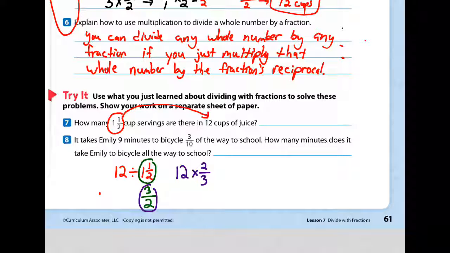Now the last thing I'm going to do is I'm going to solve that. So I'm going to write that as 12 over 1. Write them as a fraction. So then you do 12 times the 2, which is 24. 1 times the 3, which is 3. And 24/3, remember, that's the same thing as 24 divided by 3. And that equals 8. So remember, the question in 7 says, how many 1.5 cup servings are there in 12 cups of juice? The answer is 8 servings.